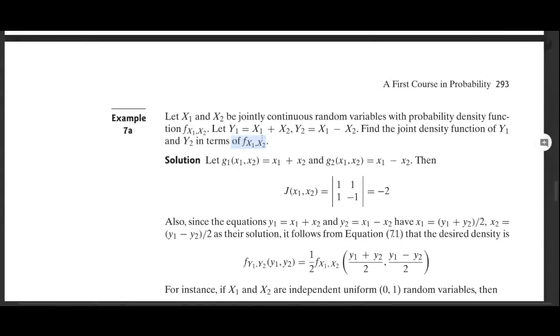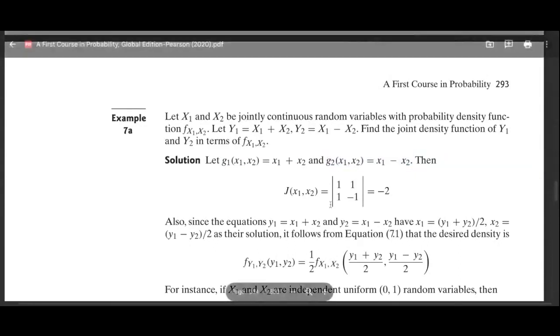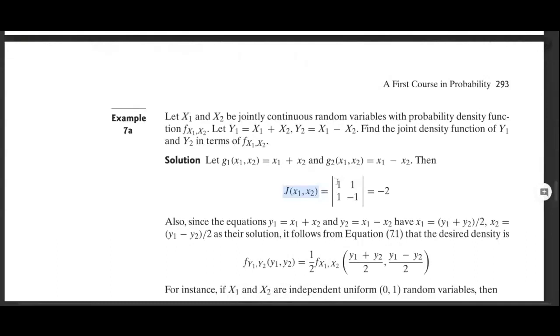So basically, call this g1, and call the difference g2. Then the Jacobian is just the determinant of partial g1 over x1, partial g1 over x2, partial g2 over x1, partial g2 over x2, right? So calculating, we have -2. So the Jacobian is -2.